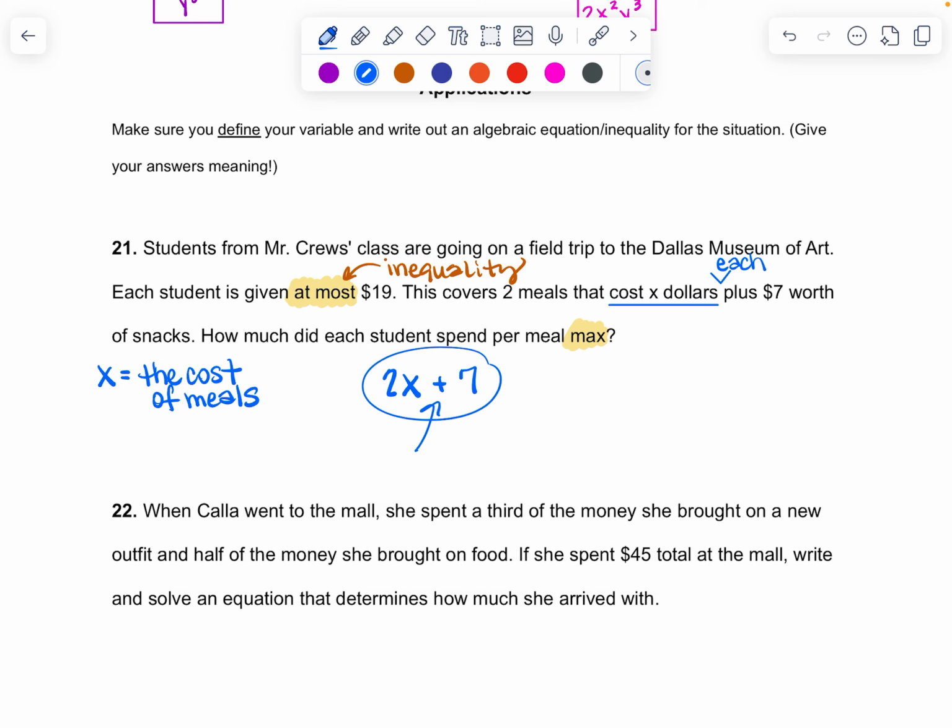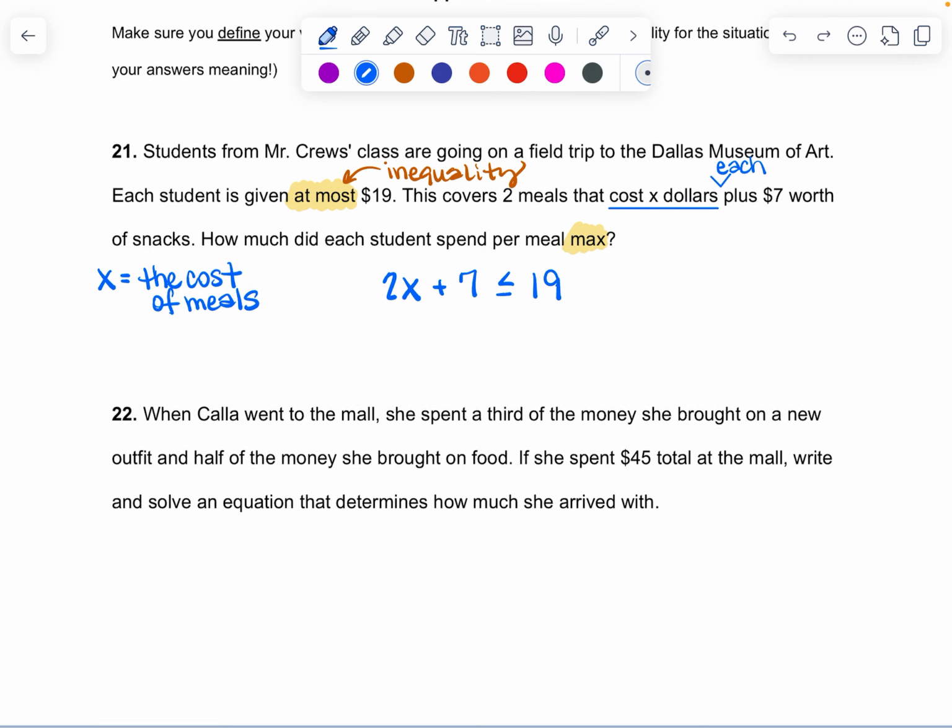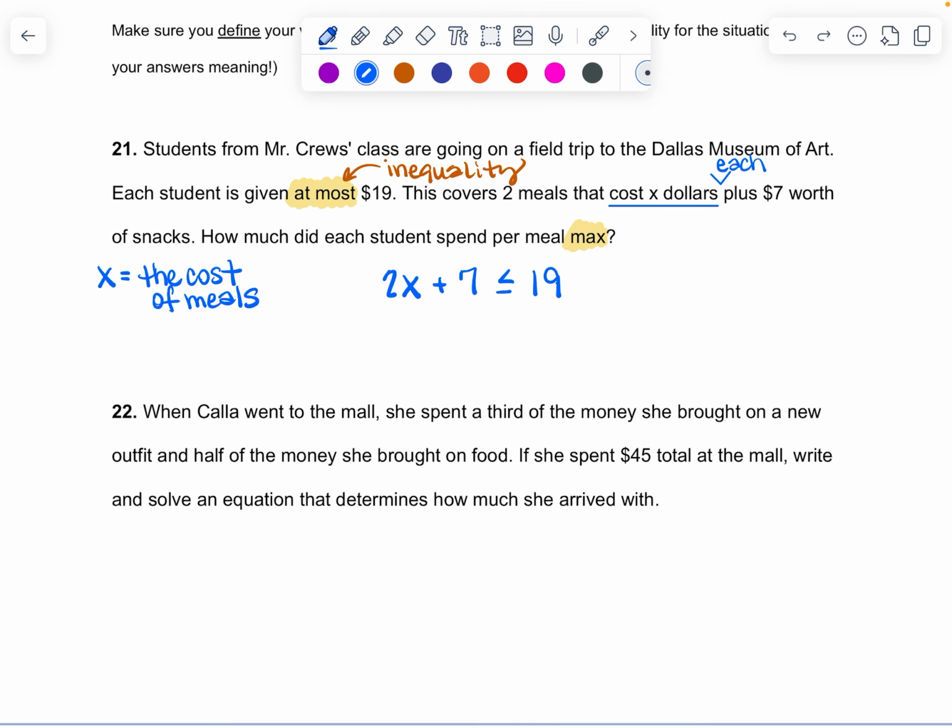So remember this, the 2X plus 7, this is how much each student is spending, right? This is the money that each student has, but they only have $19. So that means the amount they spend has to be less than or equal to 19 because they don't have any more than $19. So the amount they have to spend has to be less than 19, or if they spent exactly $19 on the dot, that would be okay too. So we want that equal to bar. Okay, and so that is our algebra inequality, right? So we're just going to solve it.